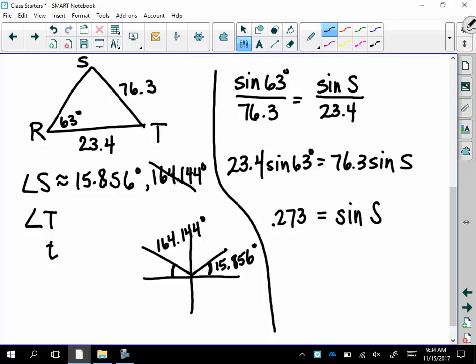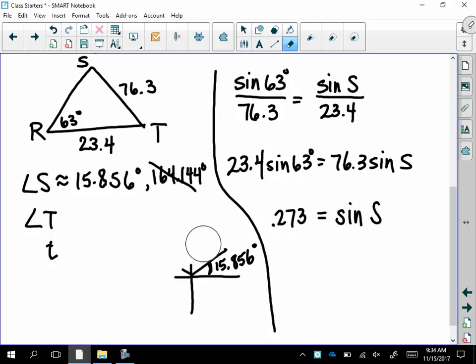Yeah, in this case, the second angle didn't work because it would take us over 180. But if it doesn't take us over 180, then we have to list both answers. Because it means there'd be two triangles that would fit the criteria that are given. So you add the second angle to the 63. If it goes over 180, then you don't have to worry about it. In this case, we don't have to worry about it.